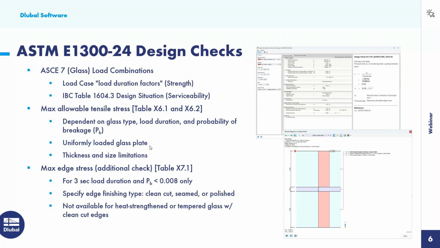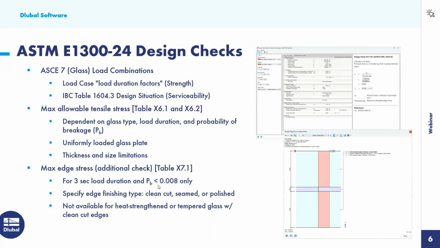There is also an additional check for the max edge stress, and for this we refer to table X7.1. Now, this edge stress check is only carried out for load combinations that include a 3-second load duration, and also the probability of breakage must be less than 0.008.